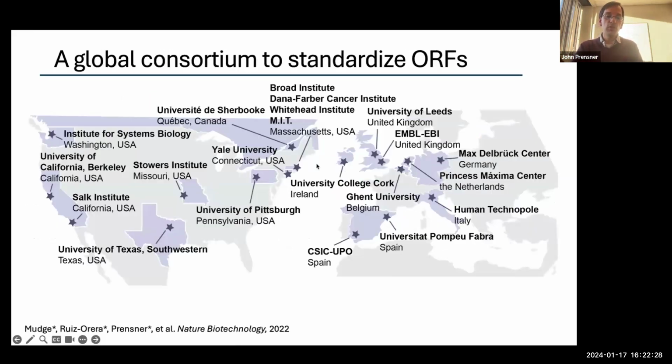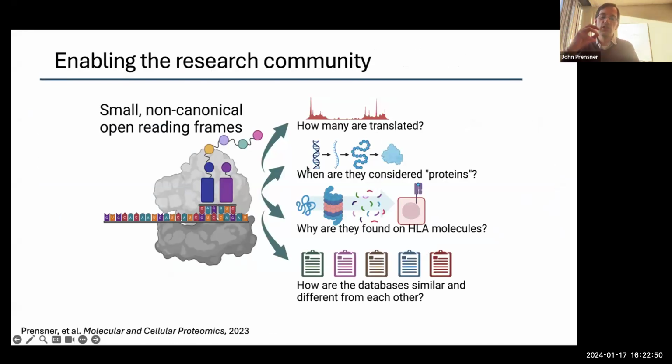So we've turned to our international community. This is an old slide, and so I apologize. This is now updated with more groups, but there's a number of us who now work together in this consortium to think about how to standardize these open reading frames for all of you, the RNA biology and the research community that may be interested in them. And so we're asking these questions about how many are there, how do we think about them in terms of proteins, and how do we figure out what to put in a database for all of you to use.